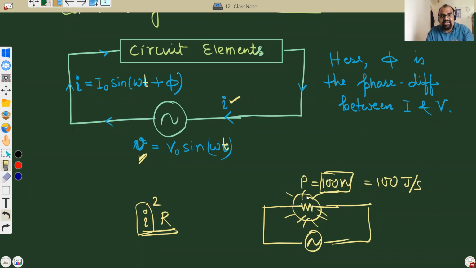In AC, instantaneous power is the useless quantity, the most useless quantity. We get nothing out of instantaneous power. Whenever we talk of power, we always talk of average power. So on an average, in every 1 second, 100 joule of energy was being generated in this resistor.